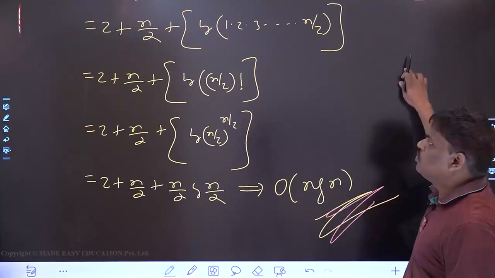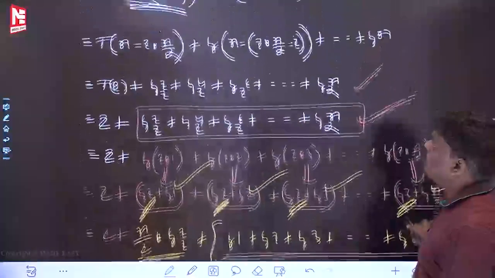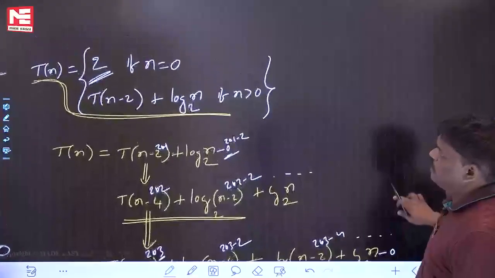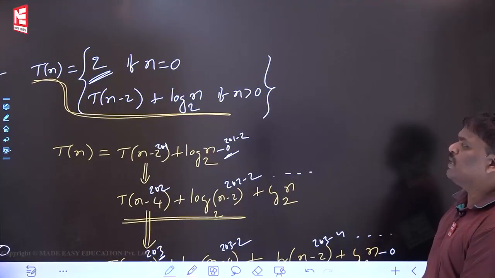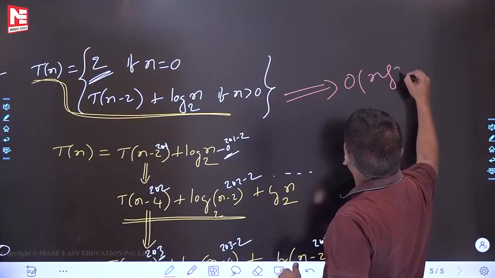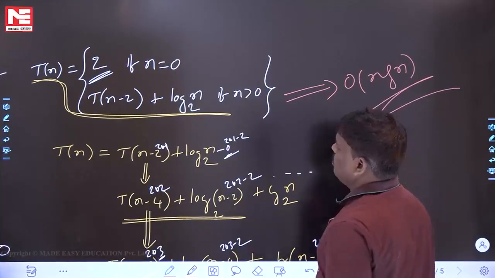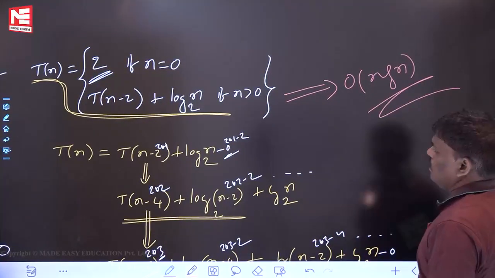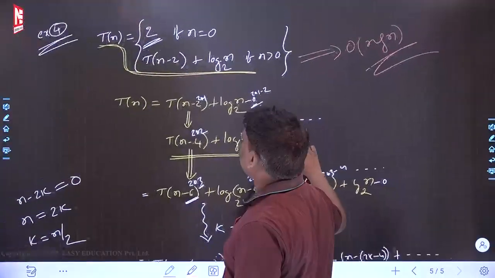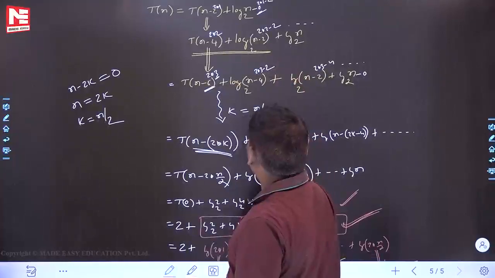So what is the problem here? See this. This is the problem: Tn is equal to T of n minus 2 plus log n. The answer of this problem is going to be big O of n log n. This is the answer. The upper bound is going to be big O of n log n. Now one more thing. What is the k value to this problem? The k value to this problem is n by 2.